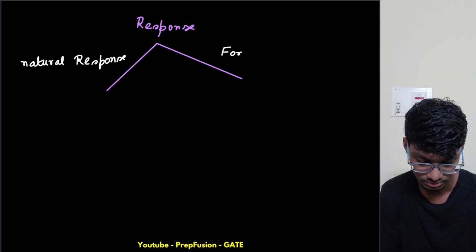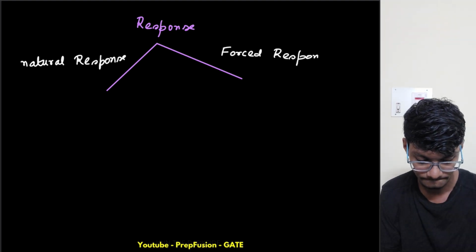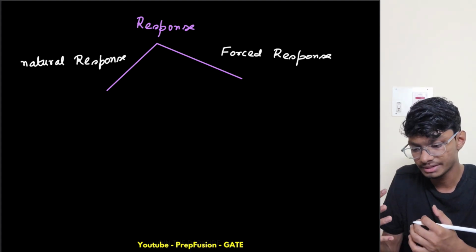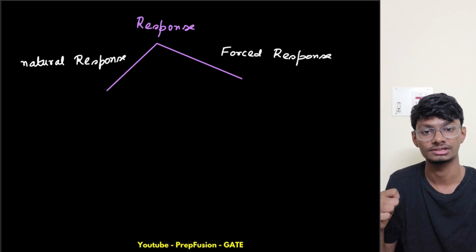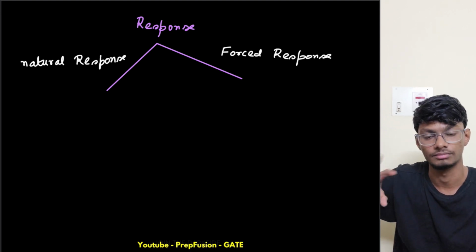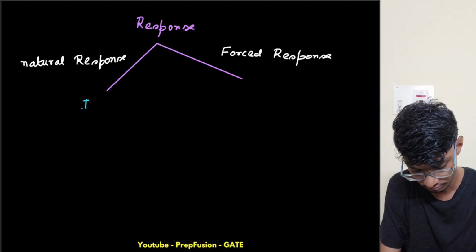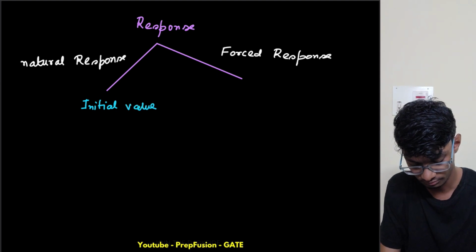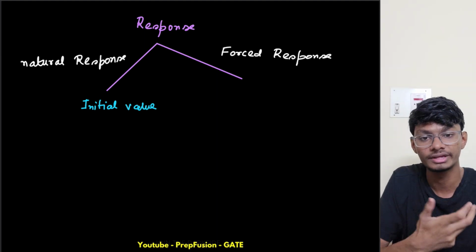Another is the forced response. So what do we mean by natural response? Natural means the response that comes naturally, due to the initial conditions, memory based. So it is due to the initial value. And for the forced response, what do we mean by forced response?